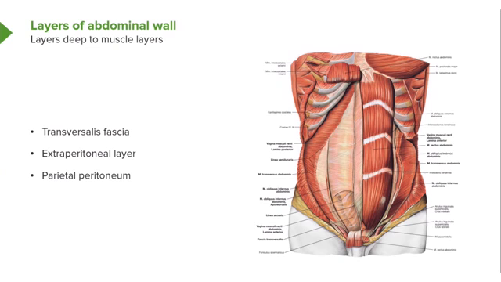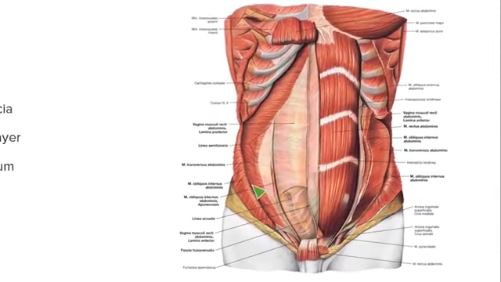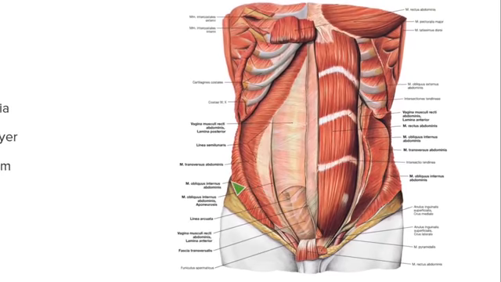Based on how this illustration is presented, we are going to concentrate more underneath the rectus abdominis, but these three components extend laterally as well. So what we see here is the transversalis fascia. This is the fascia that runs on the deep surface of the transversus abdominis.